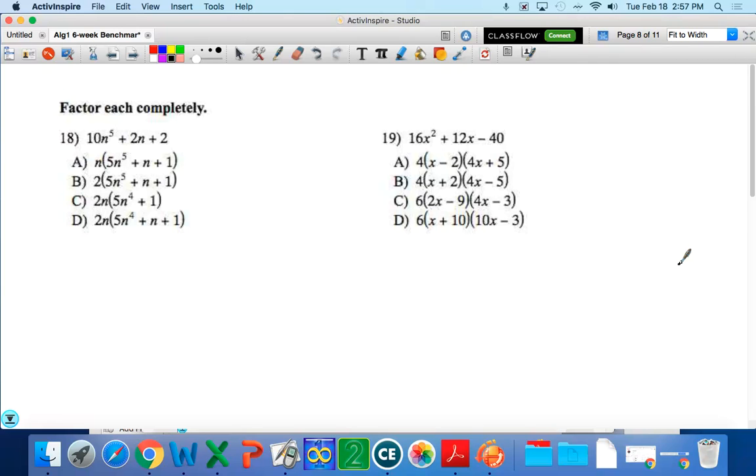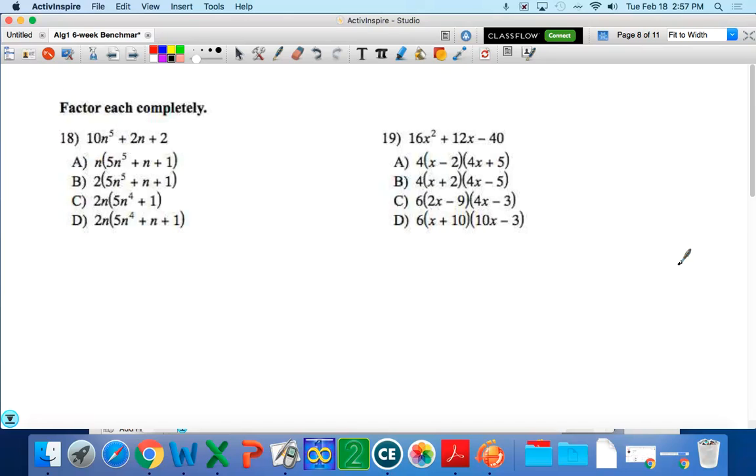Number 18 says factor each completely. That is a very tricky set of directions, because factor each completely can mean a lot of different levels of factoring. Some of them could be just a GCF. Some of them are going to be a trinomial that you break apart. Some of them will be a combination of those two. Some of them might be a special case problem, might be a special case problem with a GCF. There's lots of different levels to factoring problems.